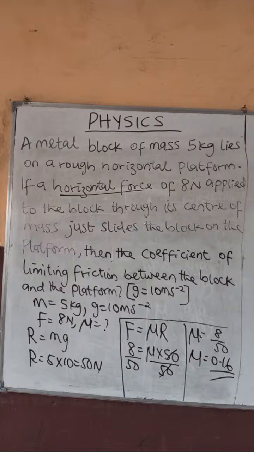Addison, mu is the coefficient of limiting friction. Okay? Once you're asked to find the coefficient, you're looking for mu. And if you're given the frictional force, that is F. Horizontal force is frictional force. Okay?